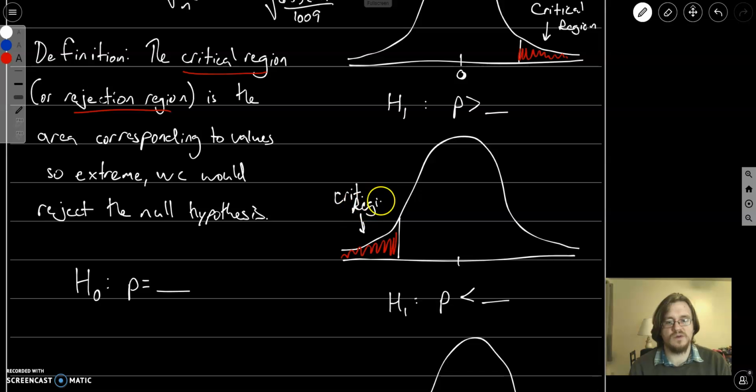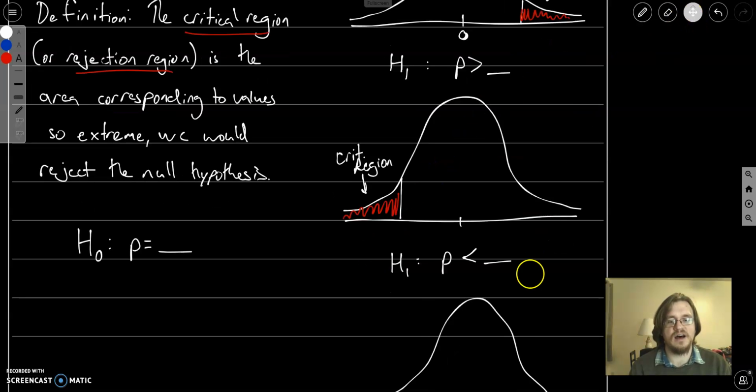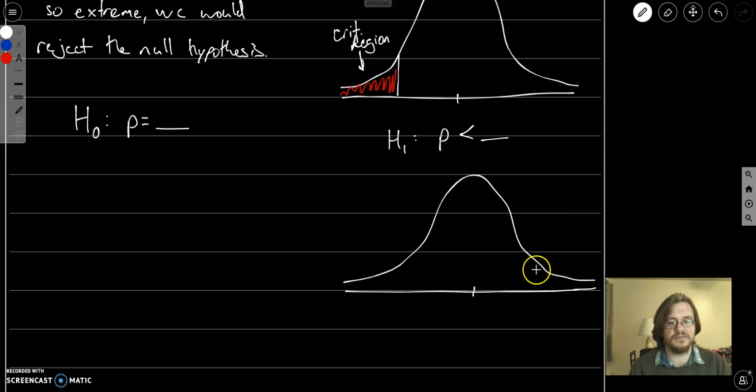Depending on whether the alternative hypothesis is that something is too big or something is too small, the critical region will be on either side. Likewise, if the alternative hypothesis is simply that p is not equal to something, and we haven't specified whether it's bigger or smaller, we will have a critical region with two tails. So both of these are going to be critical regions.